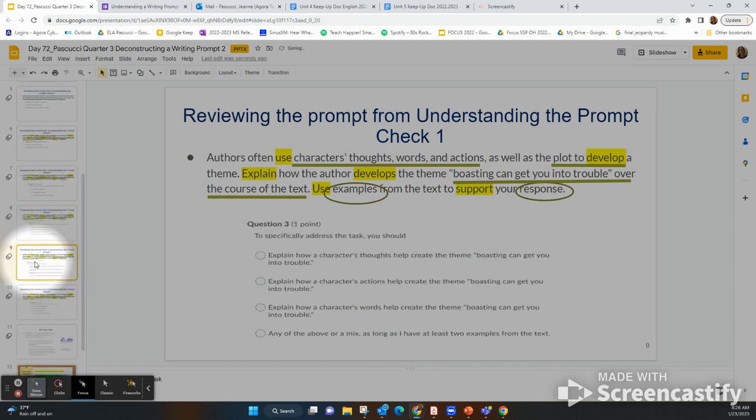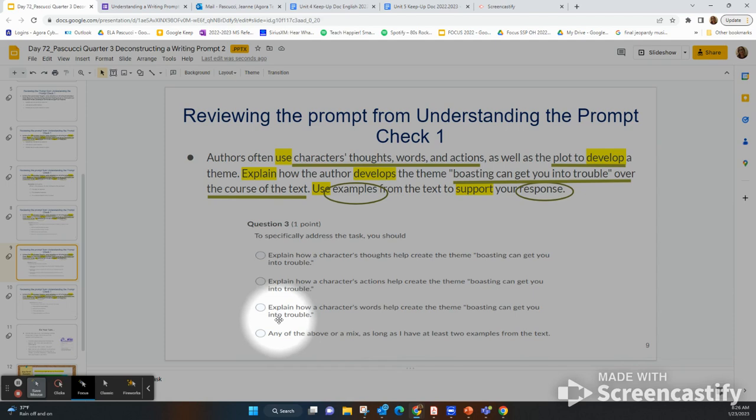Next up, almost done, guys, almost done. All right, to specifically address the task, you should explain how the character's thoughts create the theme in boasting and getting in trouble. Yeah. Let me continue. Explain how a character's actions help create the theme. Boasting and getting in trouble. Yeah. Explain how the character's words help create the theme. Boasting can get you into trouble.